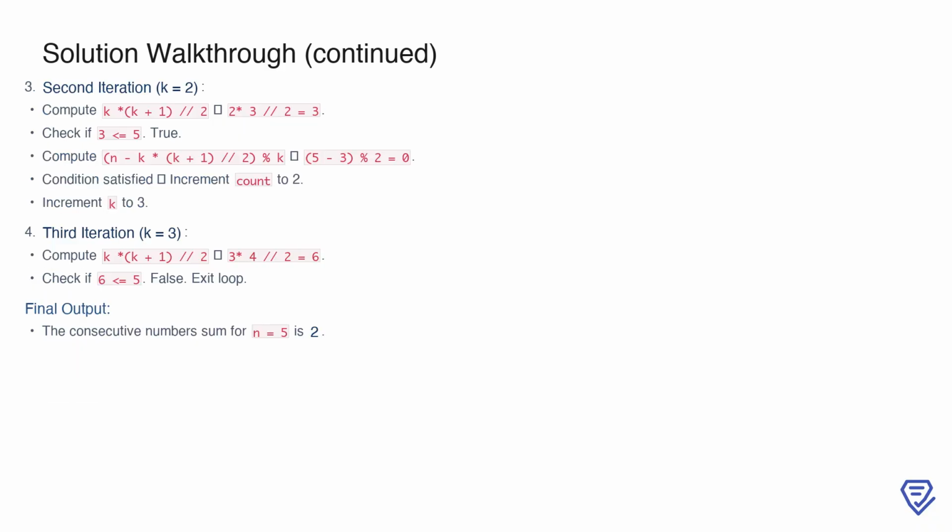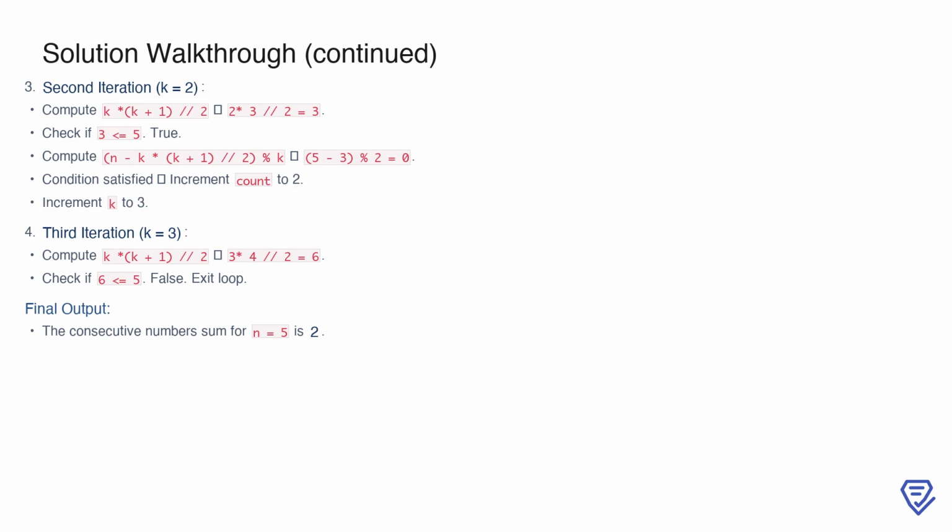For k equal to 2, the sum of the first k numbers is 2 * 3 / 2 equals 3. Since 3 is less than or equal to 5, we check the condition n - k * (k + 1) / 2 % k. Substituting the values, 5 - 3 % 2 equals 0, so the condition holds. We increment count to 2 and set k to 3.